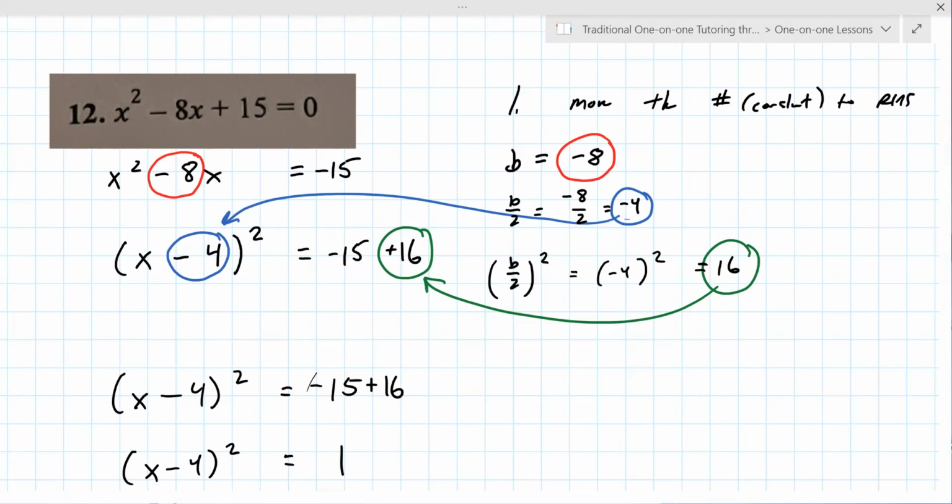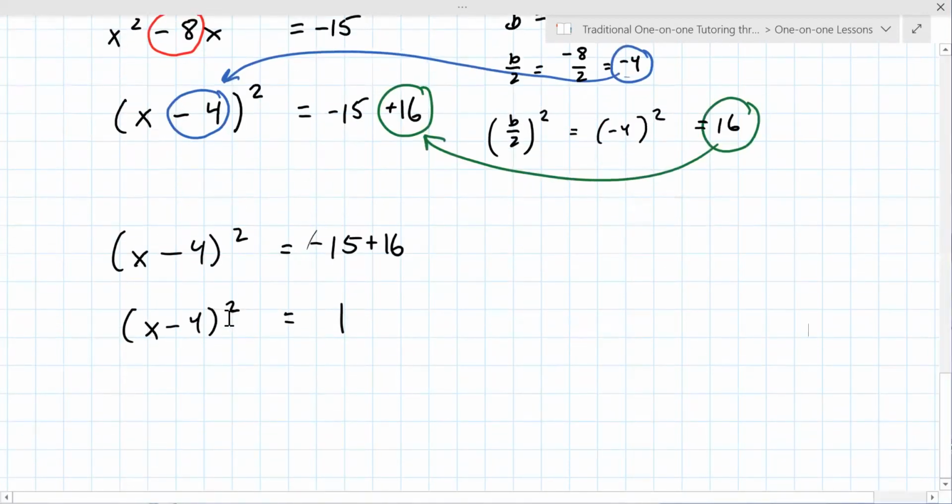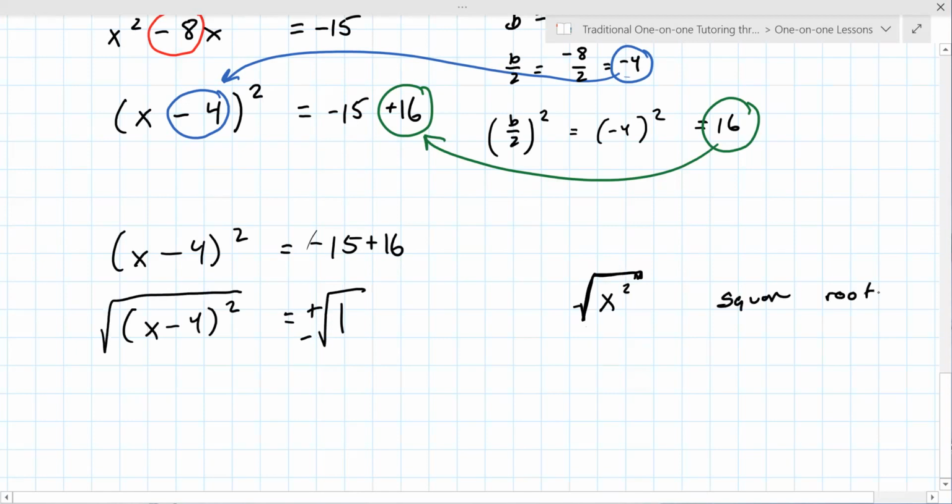There we go. Okay. So how do you undo a square? How do you undo this square right here? What is this symbol? x squared, I know, but what is this one on the outside of it? Square root. So you square root both sides.